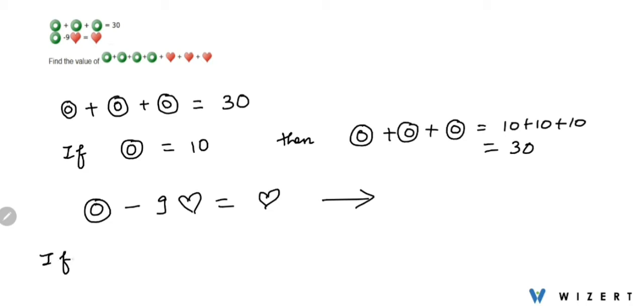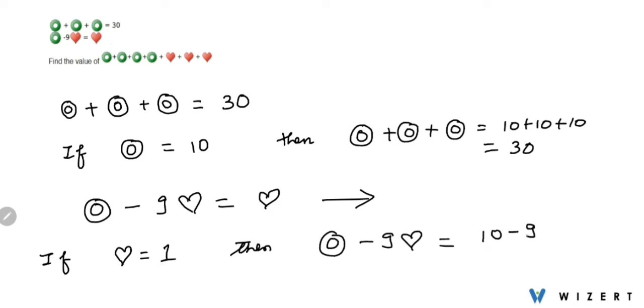So we can conclude that if this heart symbol represents 1, then this circular minus 9 times heart figure will give 10 minus 9 multiplied by 1. So this is 10 minus 9, which is equal to 1. And this is equal to this heart symbol, which is given in the question, this one. So from here we can conclude that heart is equal to 1.